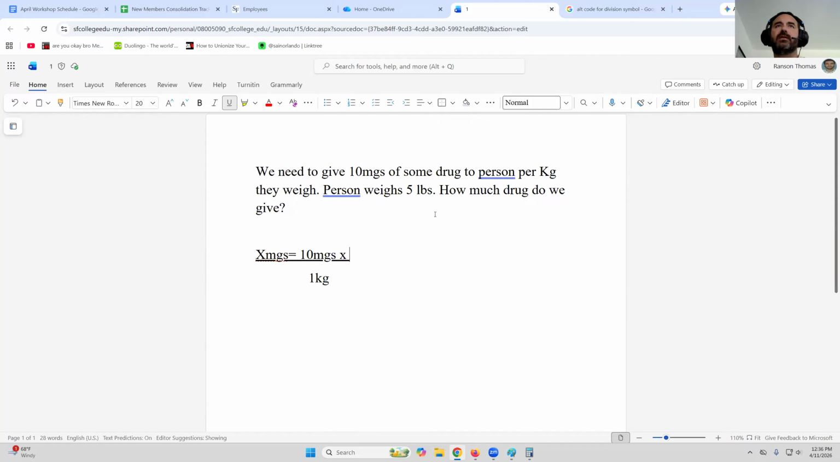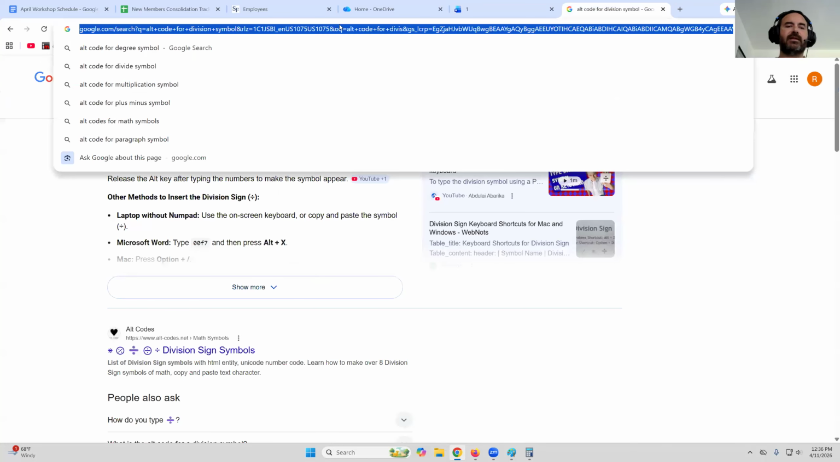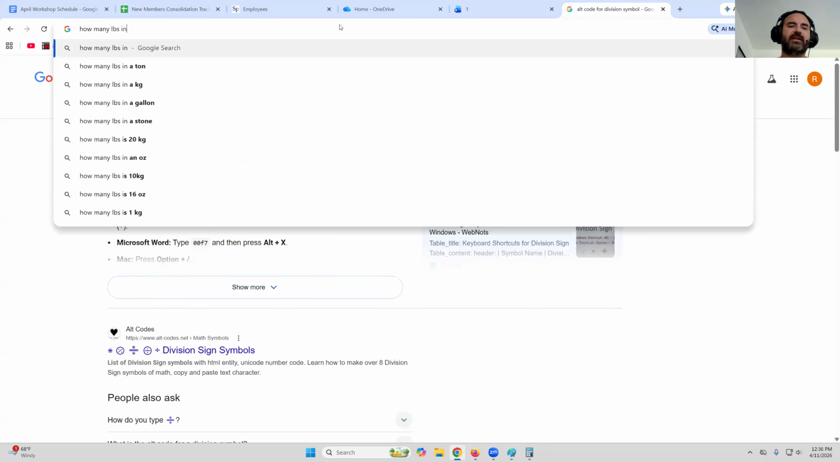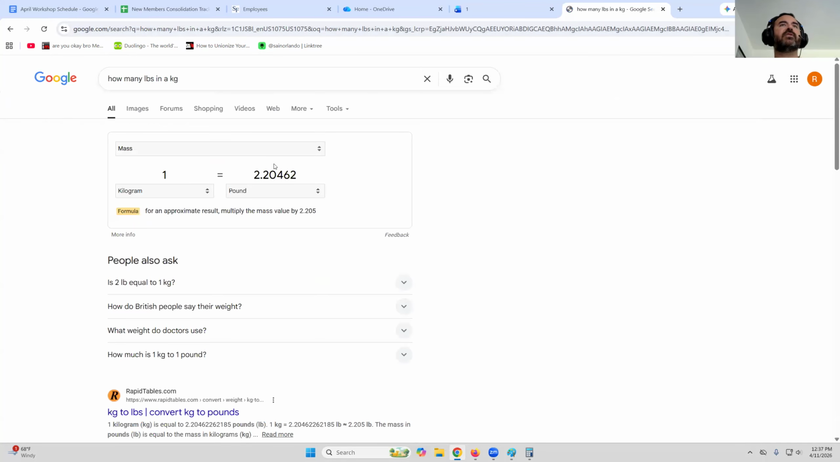So the person weighs 5 pounds, but we don't want it in pounds. We want kilograms. If you don't know it, and I do know it, it's like 2.2, but how many pounds in a kilogram? All right, there's 2.2. And so for our purposes, again, it depends on our rounding rule, usually we say 2.2. I just Googled it so you'd believe me. It's not exactly accurate, but it's accurate to a degree that is acceptable, right?